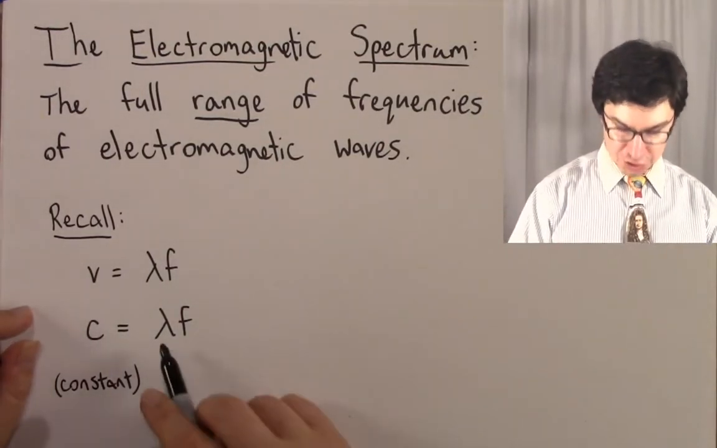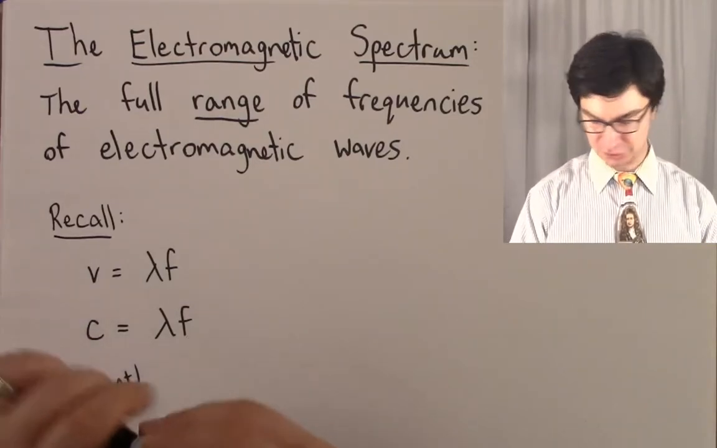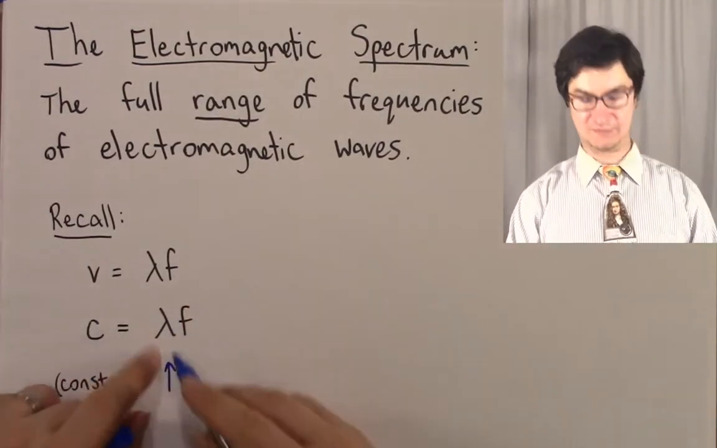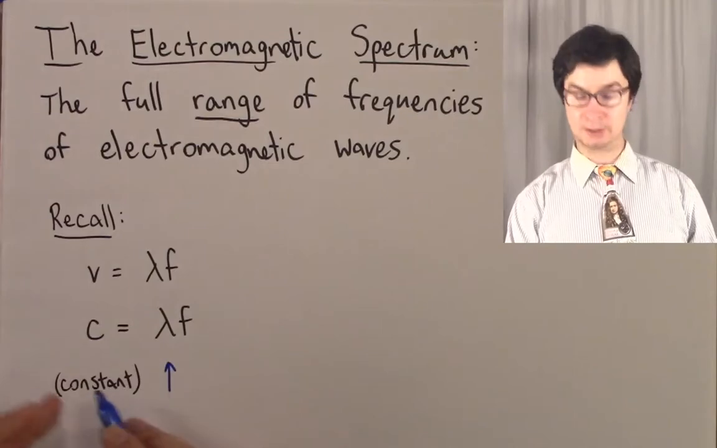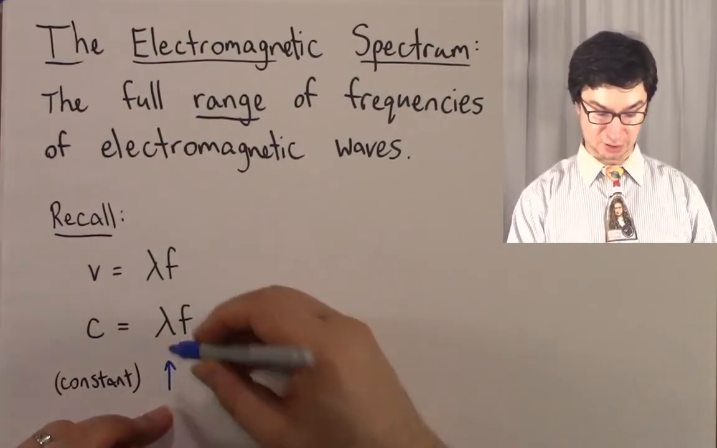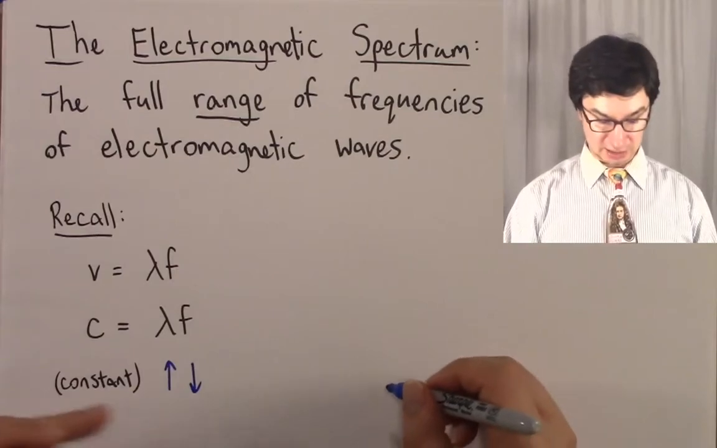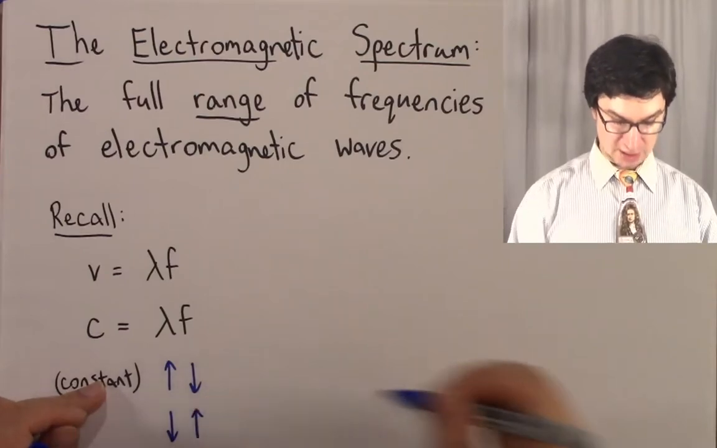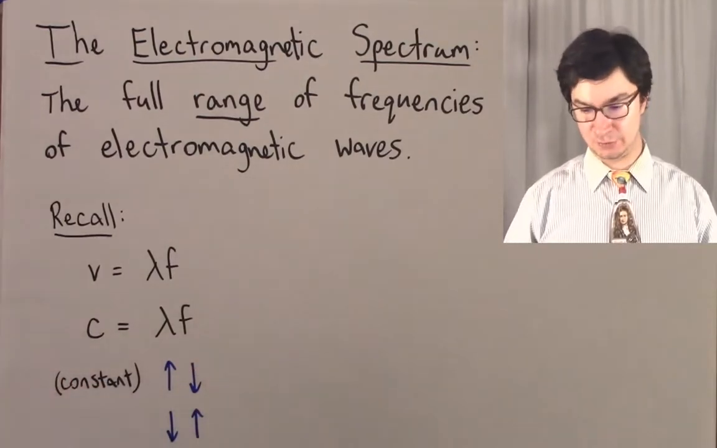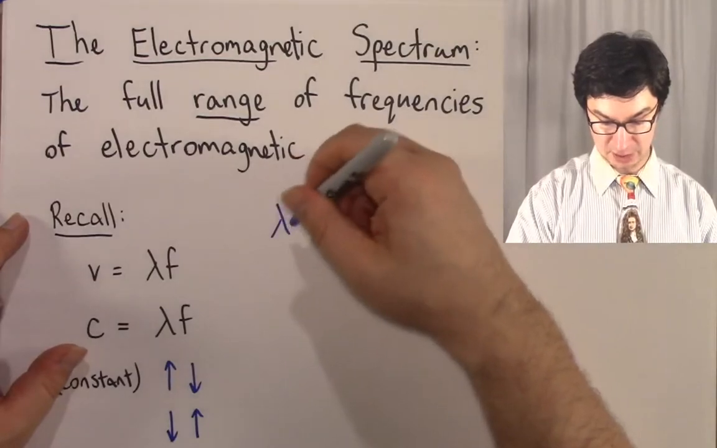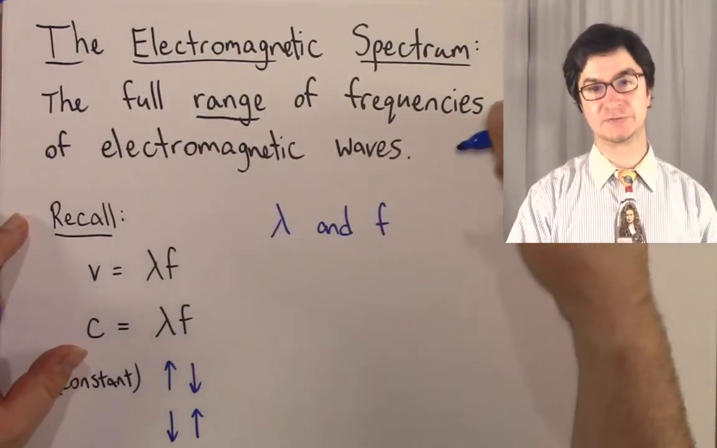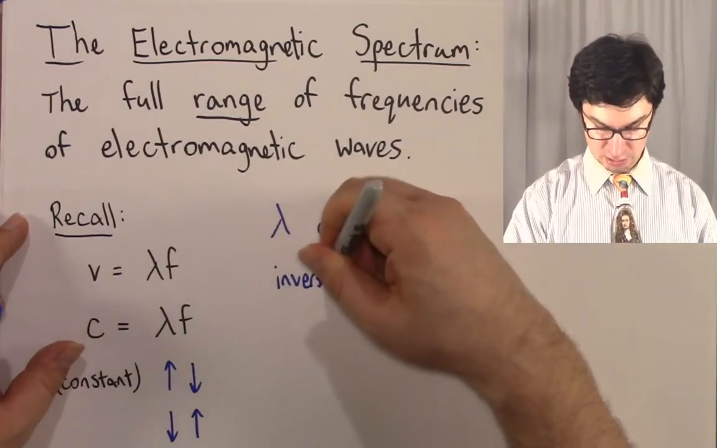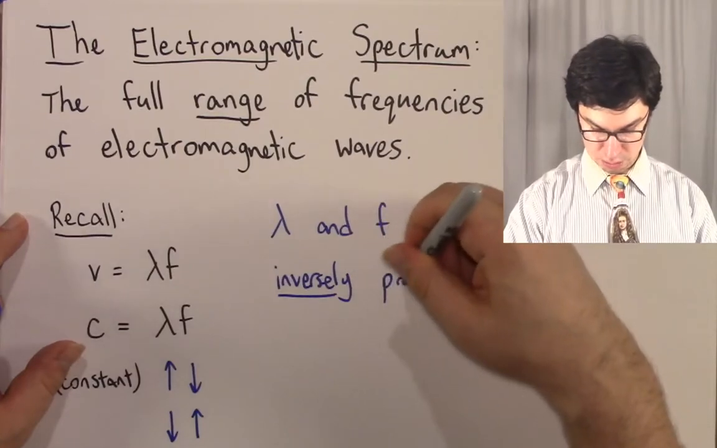Which means that if you make an adjustment to either the wavelength or the frequency, so for example, let's say that you were to increase the wavelength of the wave, what would you expect to happen in the frequency? Well, if the speed of light is constant, then if you increase the wavelength, you're going to expect a decrease in the frequency. Likewise, if you were to decrease the wavelength, you'd expect an increase in the frequency. And that, of course, comes from the inverse relationship. We say that lambda, that's the wavelength, and f, that's the frequency, are inversely proportional.